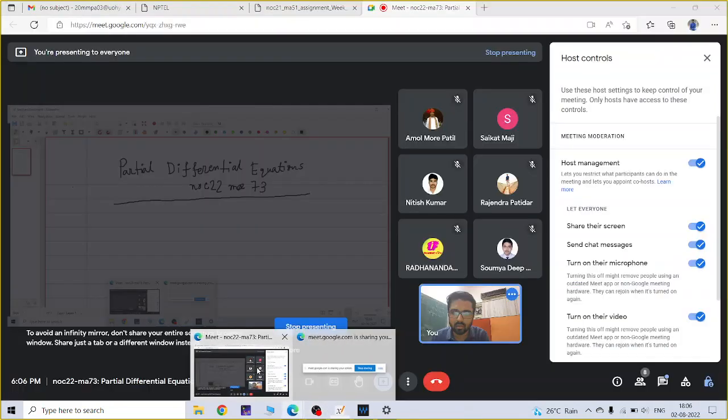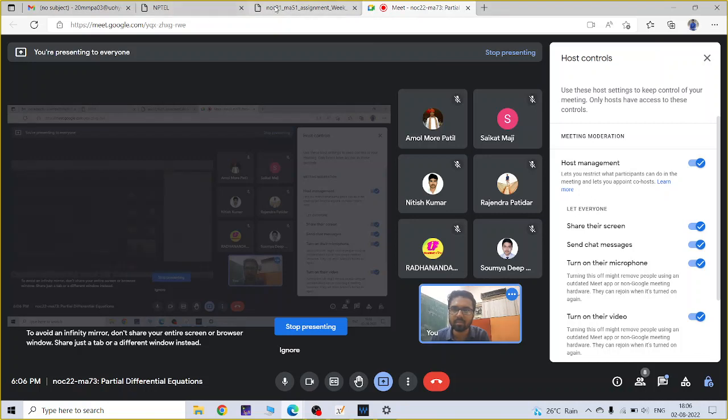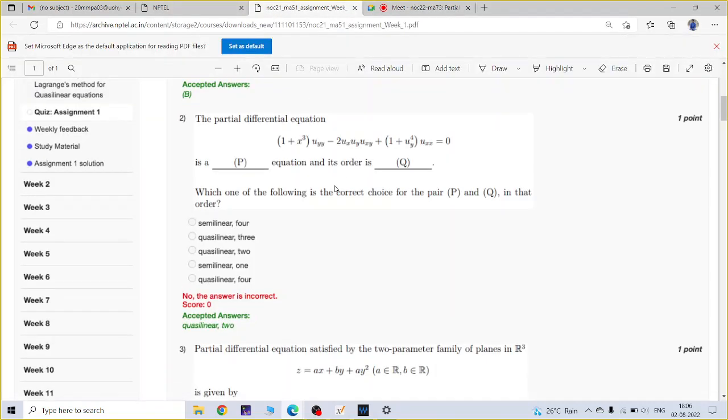Is this visible? Question number 2. The question is that the partial differential equation, (1 + x^3 y^-2) ux uy uxy + (1 + uy^4) ux = 2, is of which type and what is its order? Let me first write the equation.